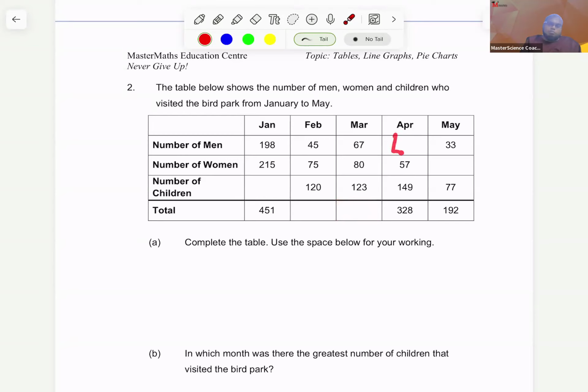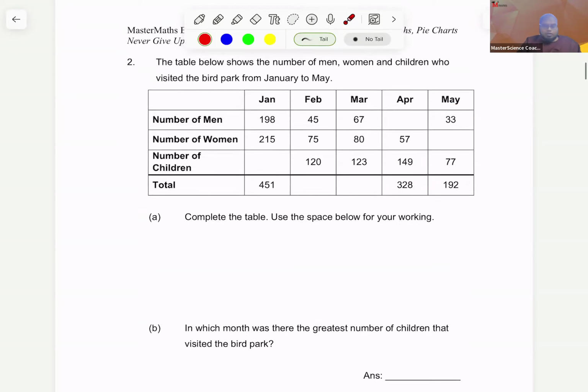April, we are missing the number of men. Okay, Safa, how do I find the number of men here? Plus what? Then after you plus these two already, because you are given the total here, right? You are missing the men only. So after I plus these two, minus from this one. Same thing here also. You are missing the number of women in May. I can take this plus this, then minus 192. Okay, that's how you can complete the table.